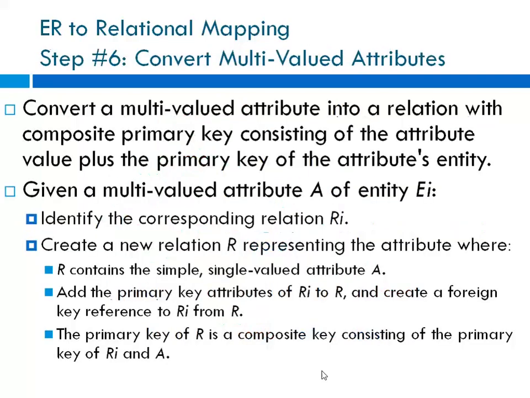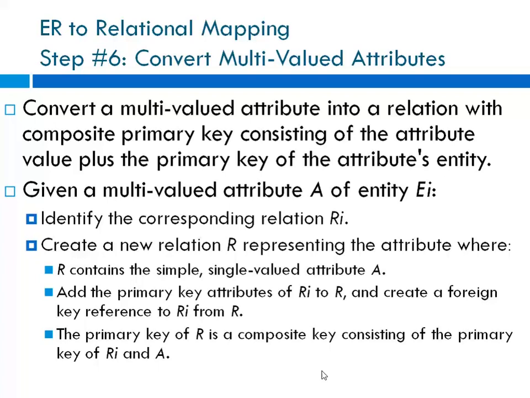So the last step is to convert the multi-valued attribute. What are multi-valued attributes? A multi-valued attribute is one that can have multiple values for one entity. For example, one person can have multiple addresses, multiple email IDs, or multiple phone numbers. So all these are multi-valued attributes.